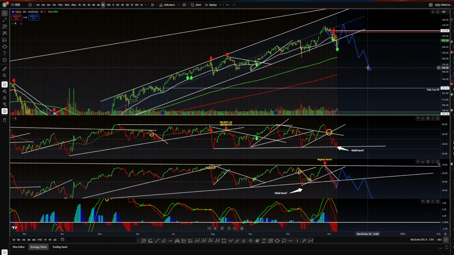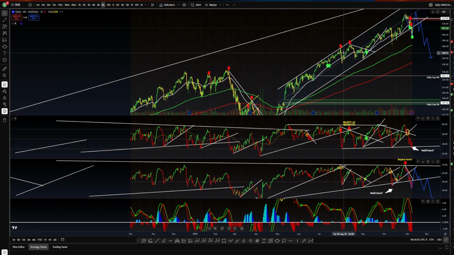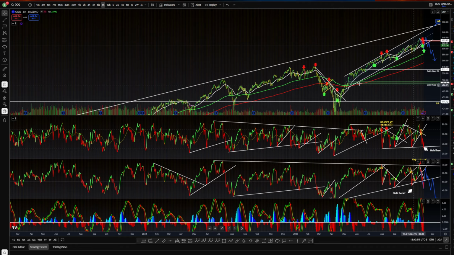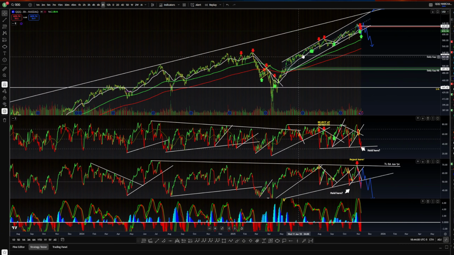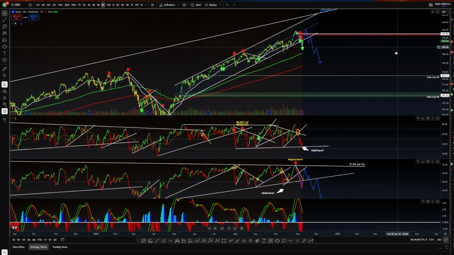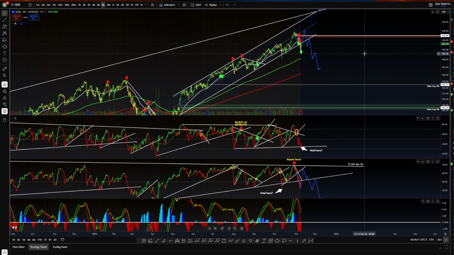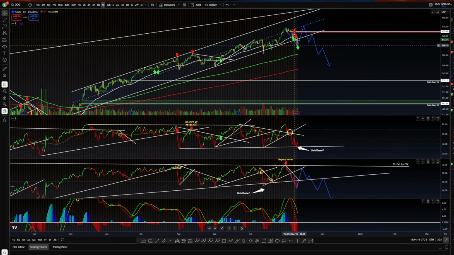We need a pullback, but buy the dippers are still in the house. They have been trained over and over again for years to just buy every dip, buy every dip, buy every dip. And it just happens. It's happened over and over again for months through here. So they're trained to do it. That's exactly what Wall Street, the market makers, want them to do: get complacent, buy every dip, and as soon as they do, eventually that rug's going to get pulled, and there's going to be a lot of liquidity taken. So be cautious on that.